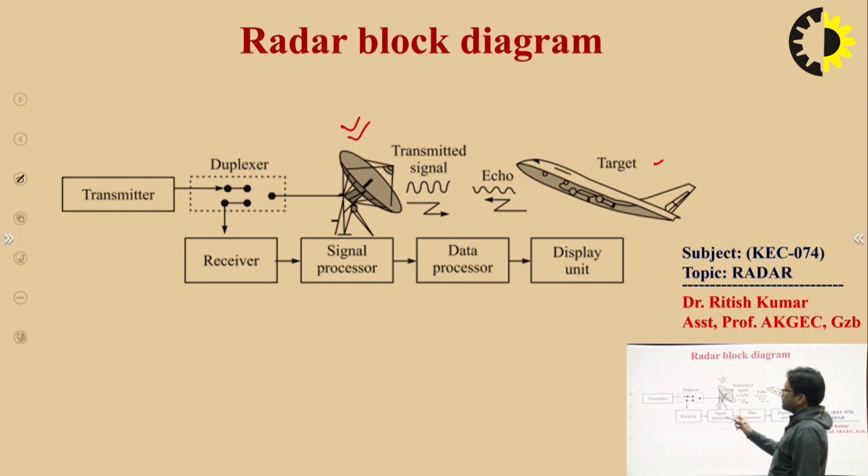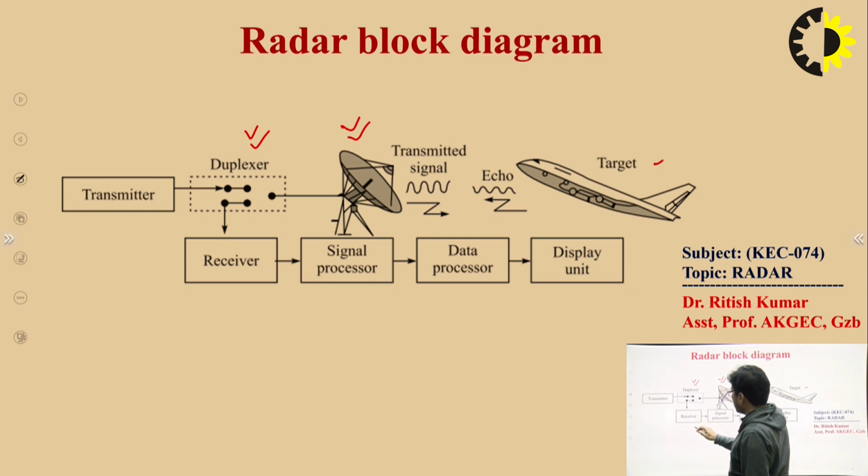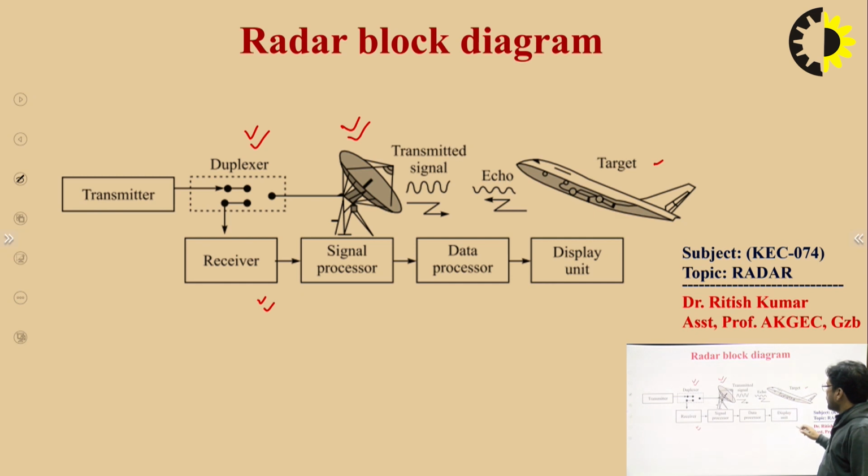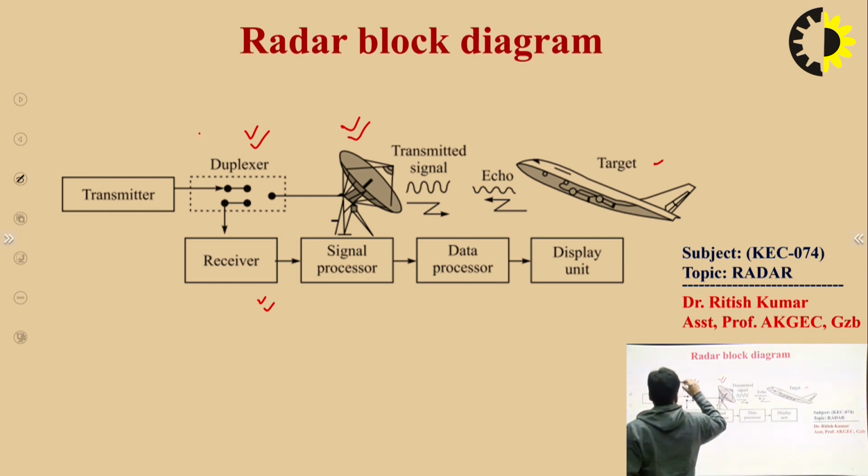Here we are using the duplexer. Then we have the receiver, signal processing, then the data processor. At last we have a display device through which we can identify the location of the target. Here we are using the duplexer tube, the duplexer switch. You can clearly observe that a single antenna can work as a transmitter and receiver. With the help of the duplexer switch, we can make this antenna work as a transmitter and receiver.